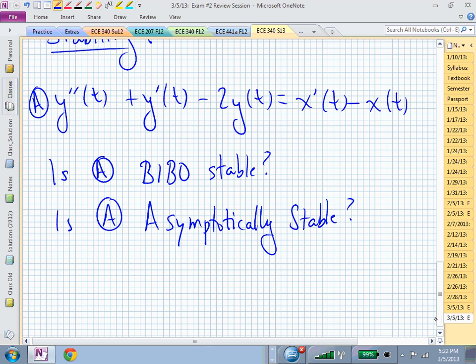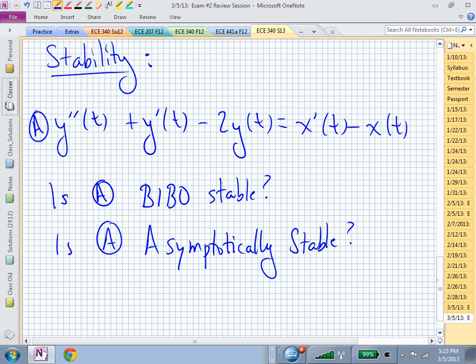And hopefully this will help clarify what the difference might be with respect to asymptotic stability and bounded input, bounded output. One way to think of this is the BIBO is related to an input-output relationship. It's what's the system between an input and an output, and you're interested in the stability between that set of signals, the input signal and the output signal.